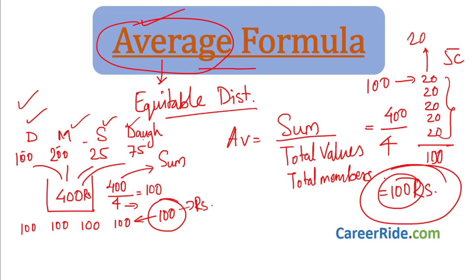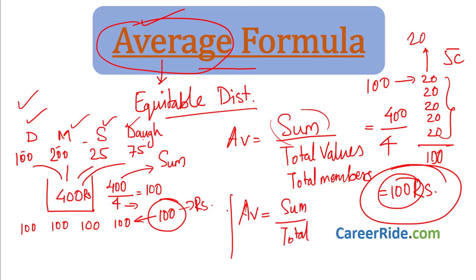See how easily we calculated average. There's nothing to it, just add all the values, that is nothing but the sum, and divide by the total number of values. So how to remember the average formula? Average is nothing but sum upon total, sum upon total.